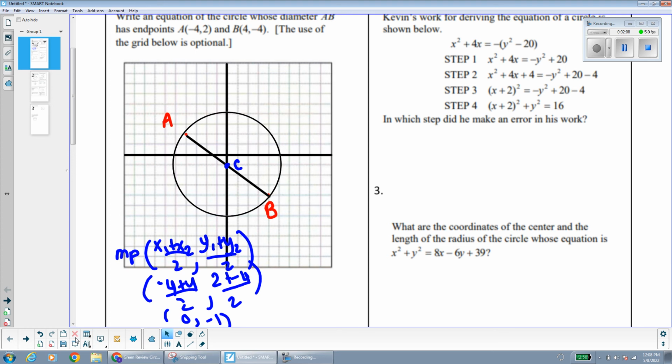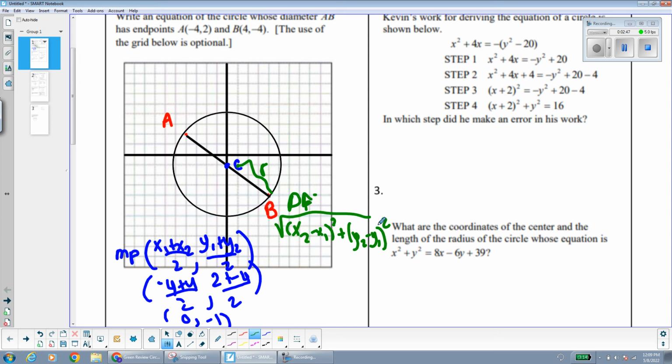In order to find the radius of the circle, I need to find the distance from the center of the circle to one of the endpoints. We can do that using the distance formula. We are going to need to use the center of the circle, and we can use either of the two endpoints of the diameter to find the radius. So the distance formula, let me write it down: radical x2 minus x1 squared plus y2 minus y1 squared.